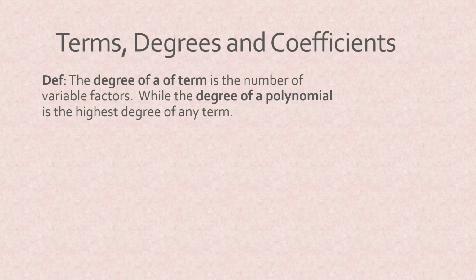The next important term to define is what we mean by the degree of a term, which is the number of variable factors in any one term. The degree of a polynomial we will take to be the highest degree of any one term.